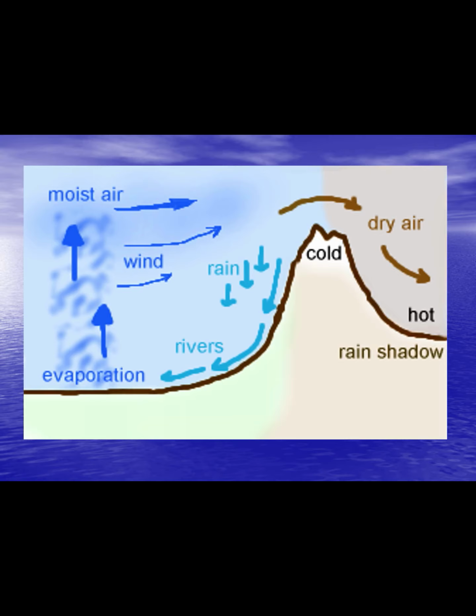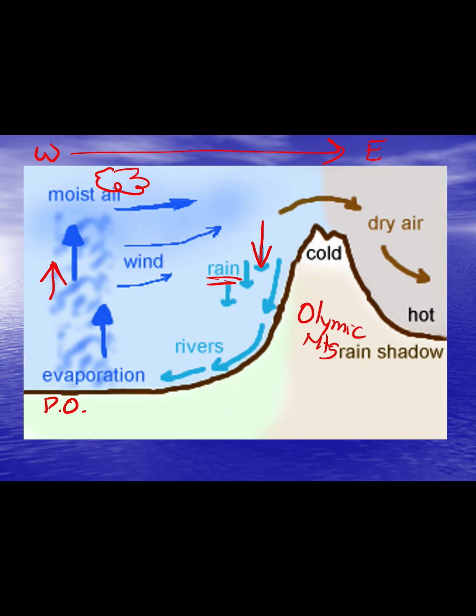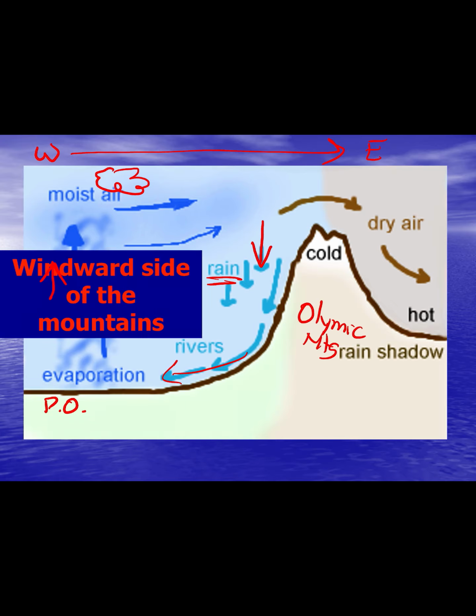So if this is our great little diagram here, this would be the Pacific Ocean here. Water evaporates and rises, forms clouds up here. Those clouds are then pushed by the westerlies from the west going to the east. It hits what would be the Olympic Mountains. As they rise to go over these mountains, the moisture condenses and cools and falls in the form of rain, goes back into the Pacific Ocean. This would be the windward side of the mountains, the side that receives the moisture.